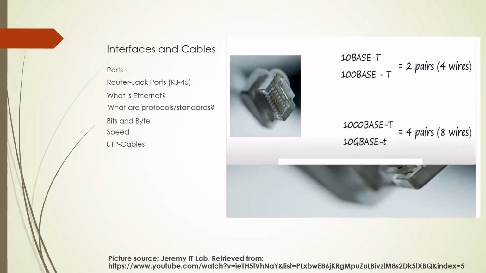But in as much as we have 8 wires in that cable, we actually use only 4 of them in 10BASE-T and 100BASE-T, that's Ethernet and Fast Ethernet. We actually use 2 pairs, sorry, which is 4 wires, to transmit and receive, which I will explain very soon. While in 1 Gbps and 10 Gbps, all 8 wires are used as 4 pairs.